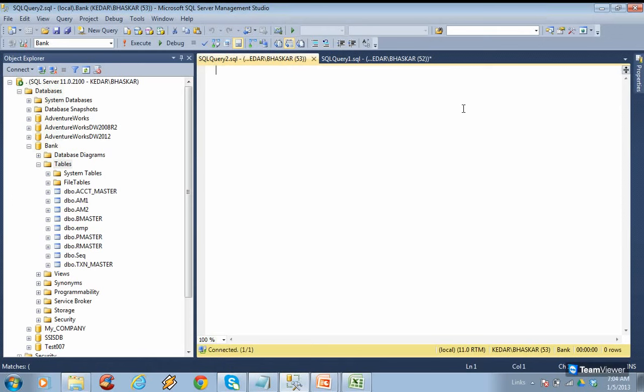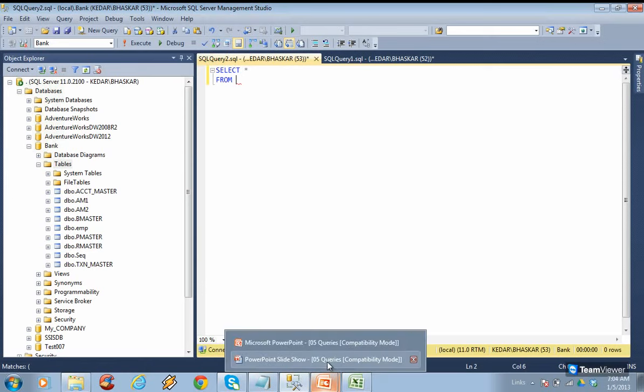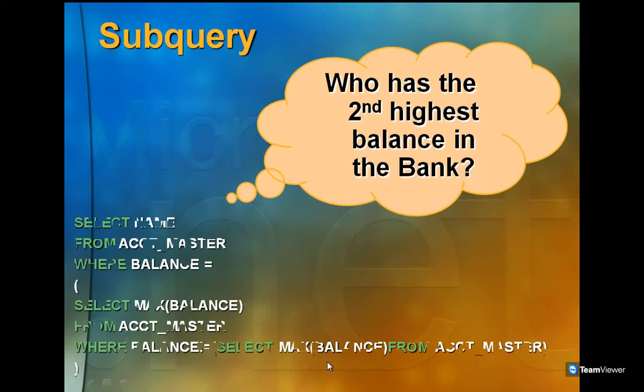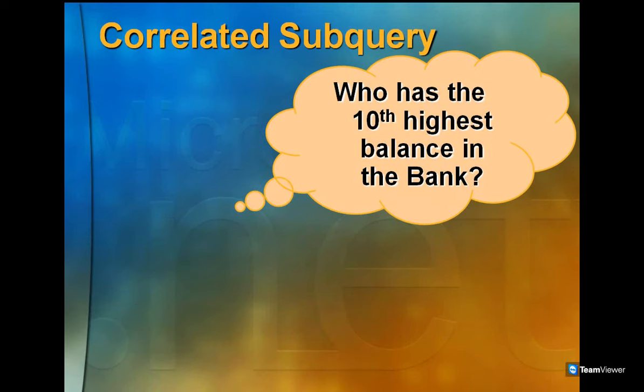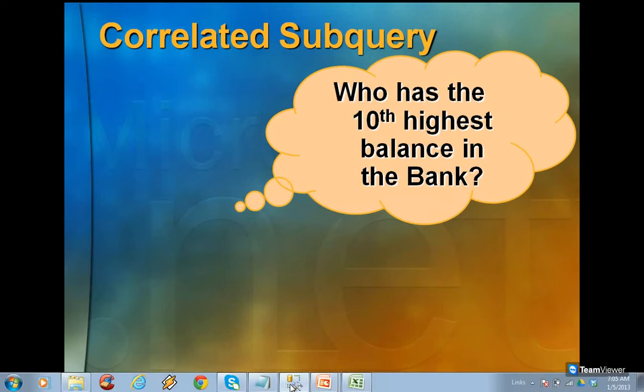Now, is there any other way I can write this query? For example, somebody would ask what is the second highest, the third highest, the fourth highest, the fifth highest. So now, who has the 10th highest balance in the bank? If somebody asks for the 10th highest, then you cannot keep saying less than this, less than that, less than this. So the better thing is that let us practice this.